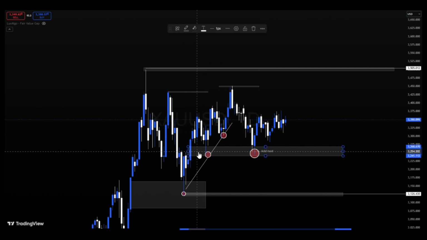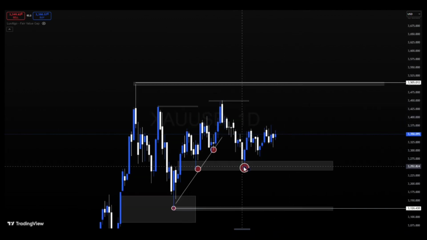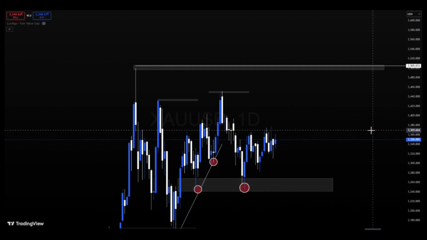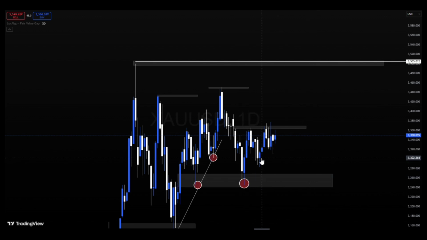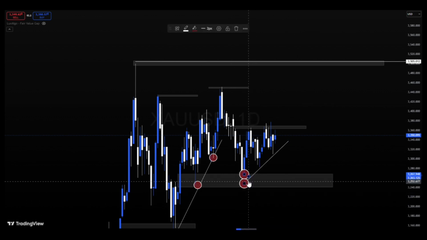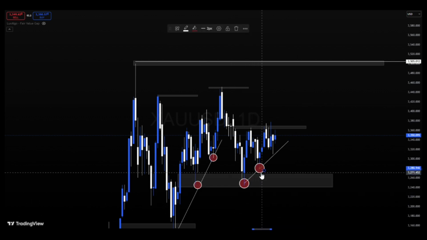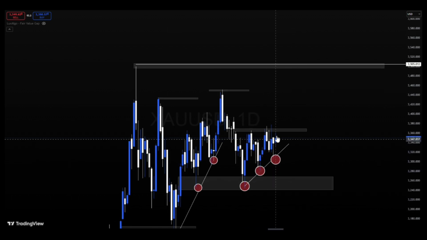We touch here, we go up, we touch here, we go up. So this simply means that every time the market touches this level, it is going up. So now we are on the 4-hour time frame. Let me create another thing here just to give us more information. We have the first touch, second touch, third touch, and you can easily see that the market is buying.